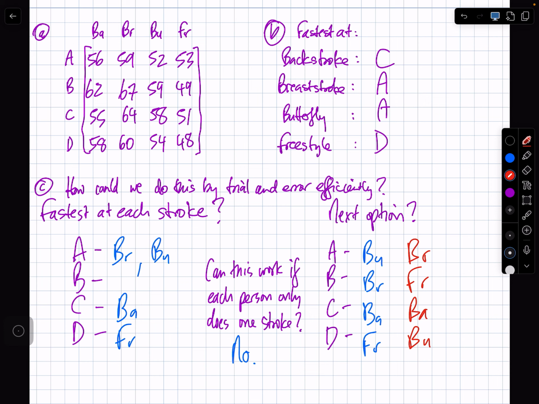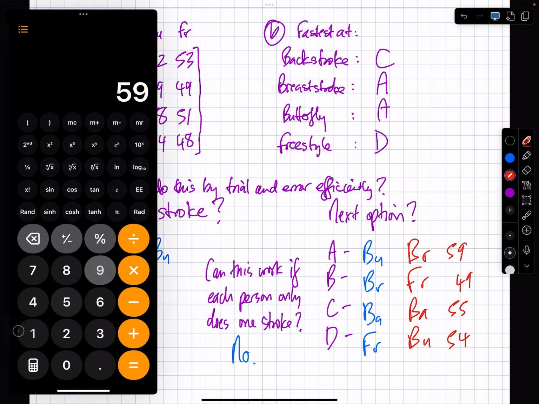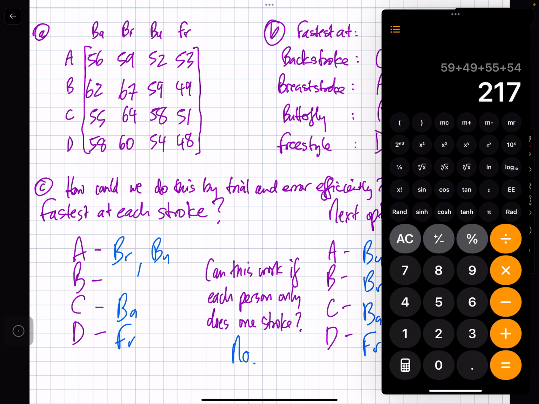What is that? BRA 59. FRB is 49. C backstroke is 55. D butterfly is 54. What do those add up to? 59 plus 49 plus 55 plus 54, 217 total. Is that better than what the previous one was?